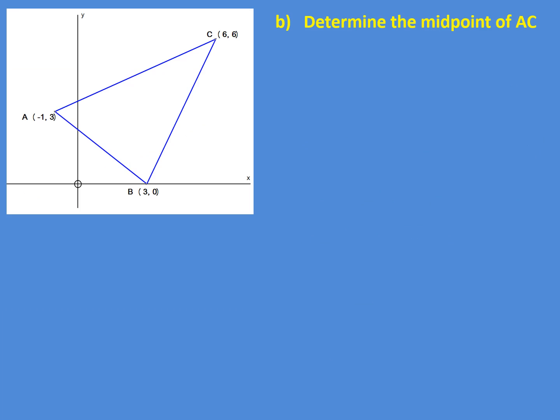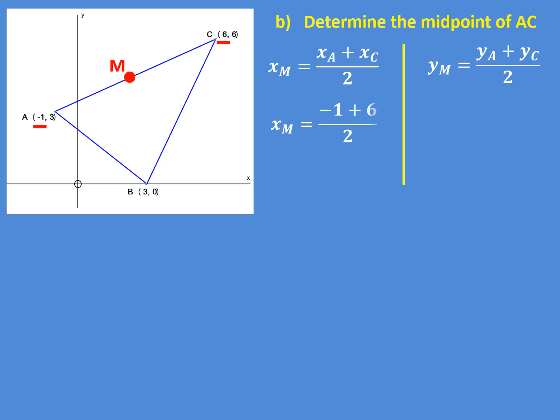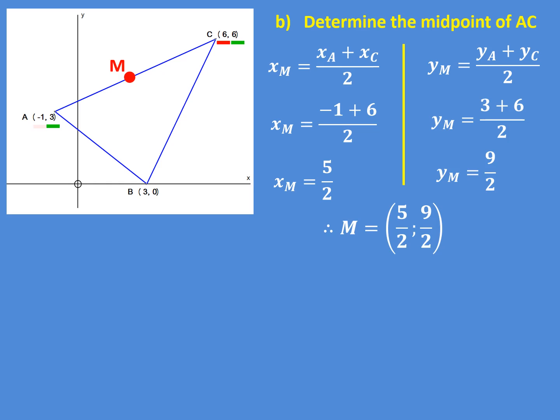We're now going to look at the midpoint of AC, which is halfway along the line AC. To determine the x coordinate of the midpoint, we're going to add the two x values and divide by 2. And to get the y coordinate, we're going to add the two y values and divide by 2. So the two x values, I've got minus 1 plus 6 divided by 2 gives me 5 over 2. And the y values, I've got 3 and I've got 6. So 3 plus 6 divided by 2 gives me 9 over 2. So that midpoint has coordinates 5 over 2 and 9 over 2.